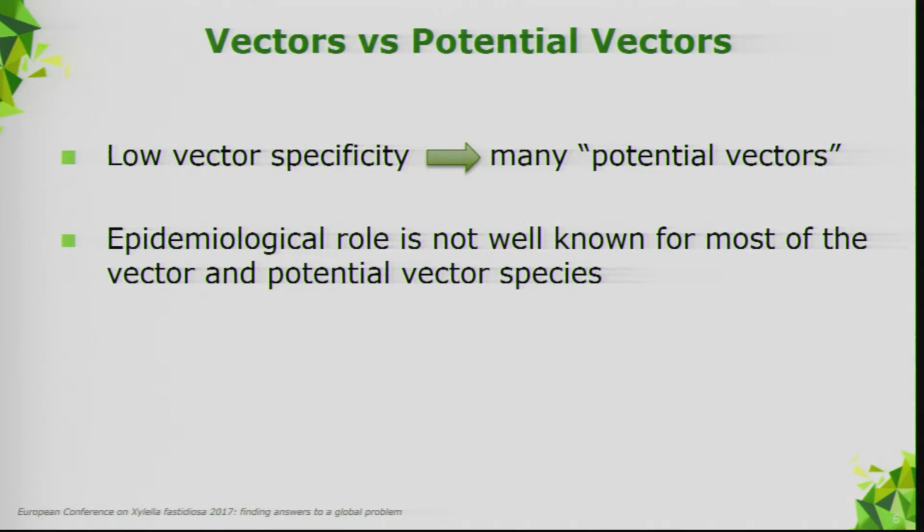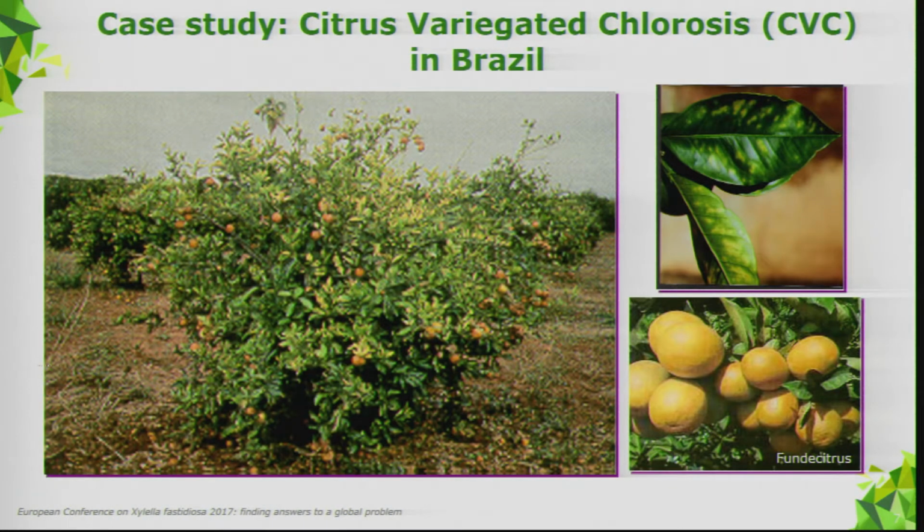So, for example, if you have a very low transmission rate, like 1%, sometimes it's required to test 300, 400 insects in order to detect these very low transmission rates. So sometimes it's difficult, and they are potential vectors. Epidemiological role is not well known for most of the vector and these potential vector species. So this is a big challenge. You need some kind of information to determine this.